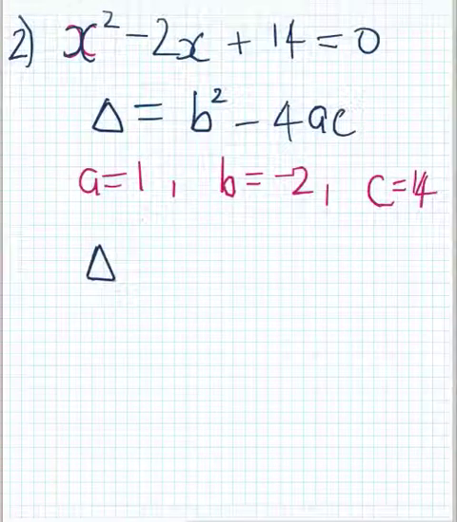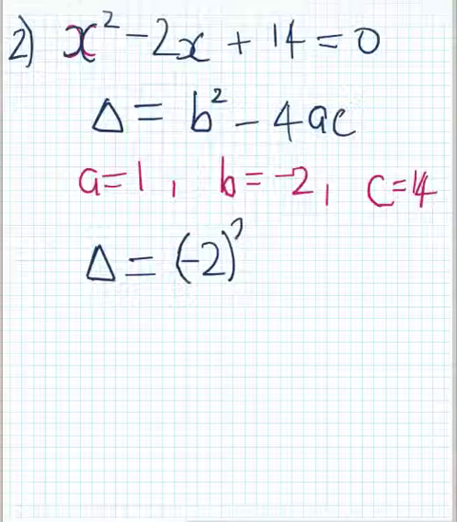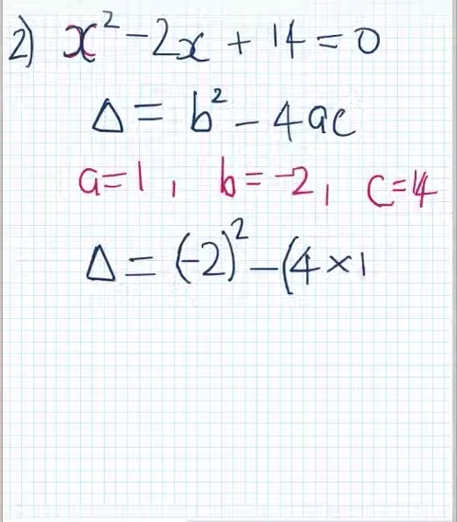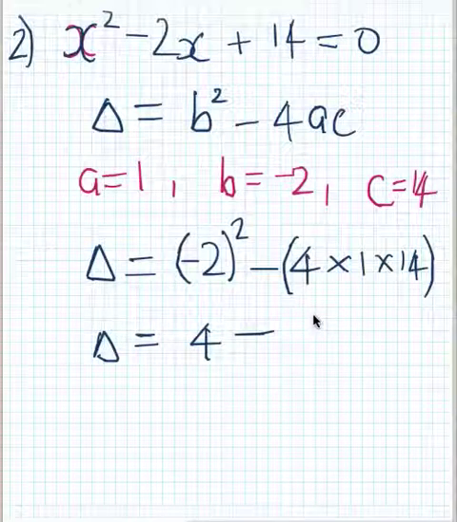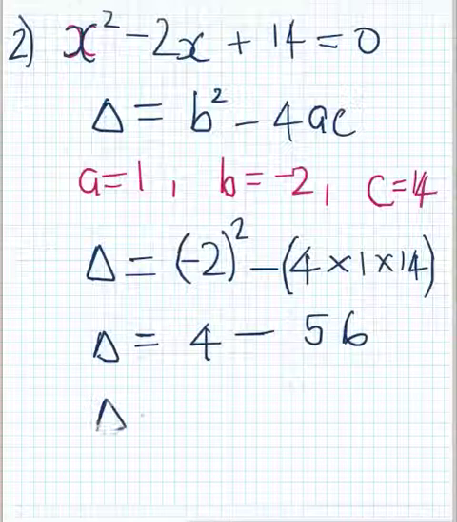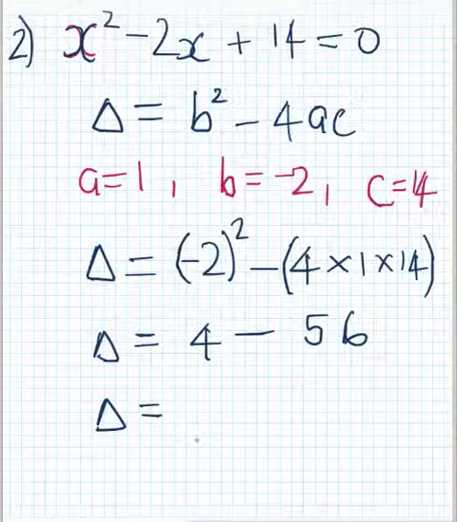Let's substitute these values in and see what we get. So b squared, and please make sure you substitute with brackets, -2 squared will become a positive 4, minus 4 times a times c. So 4 times 1 times 14, and we're subtracting that. So we end up with a positive 4 take away 56, and we finally end up with 4 take away 56 will leave us with -52.